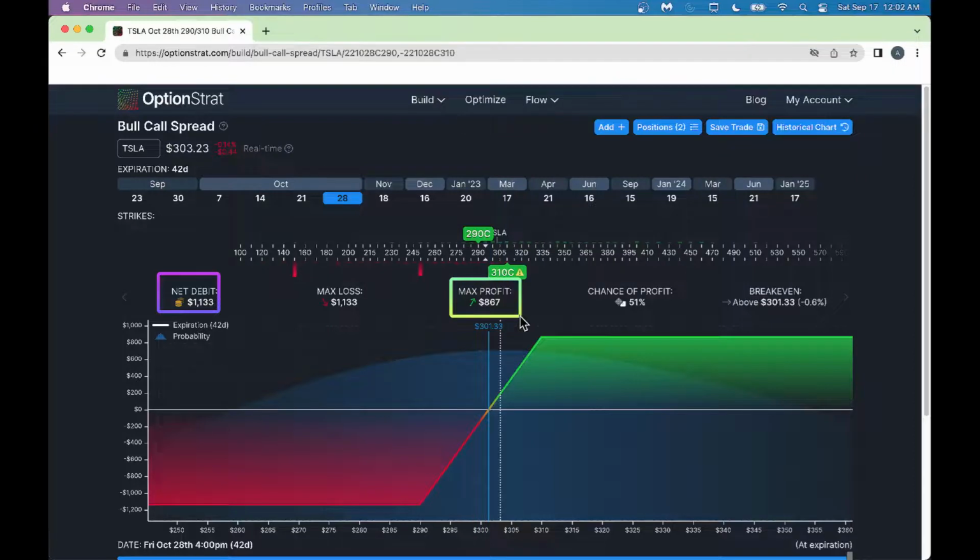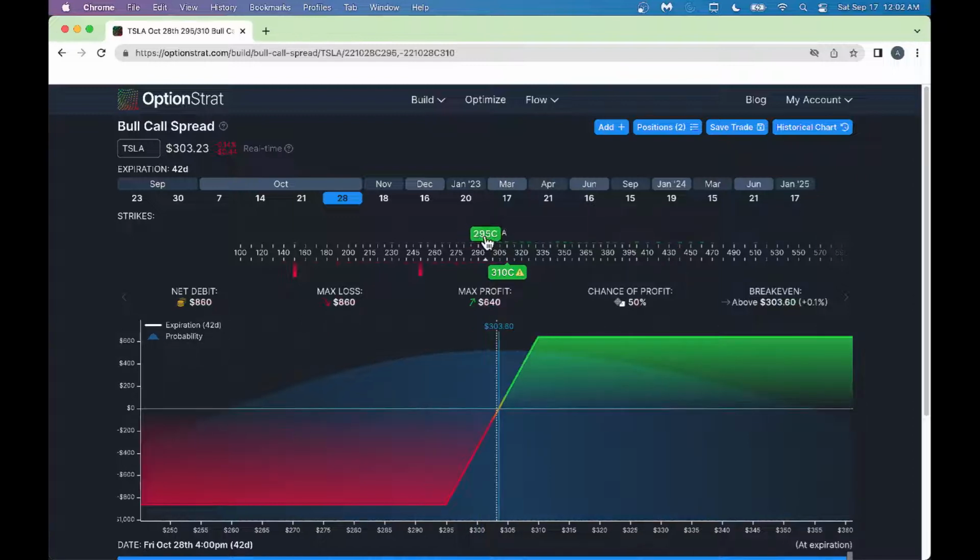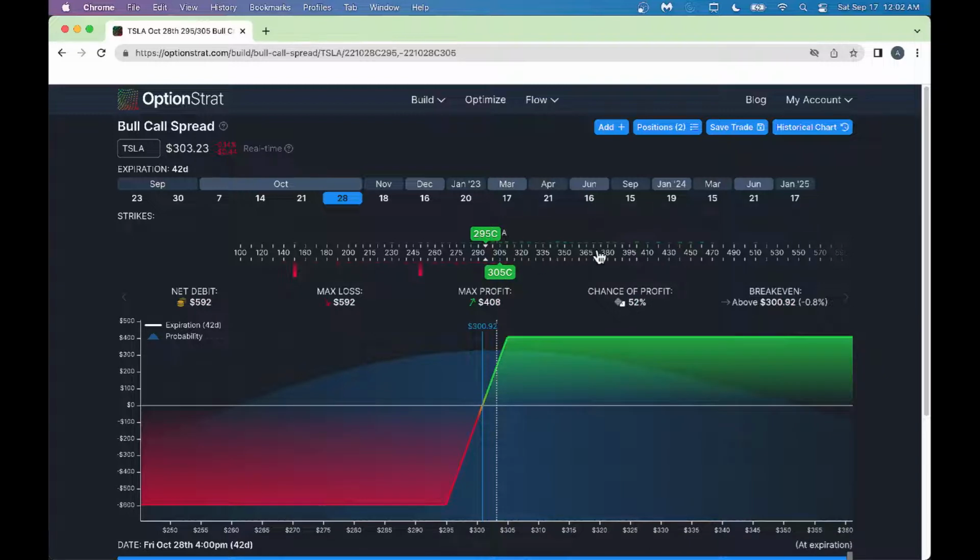That's not too bad. And if you want to be a little tighter, you could go to even 295 here, and you could go to 305, just a $10 wide spread. Now look, you're paying 5,692, and your profitability is 408, which is pretty good. Look at the chance of profit here, 52%, which is great. As long as Tesla stays above $300, you'll make money.